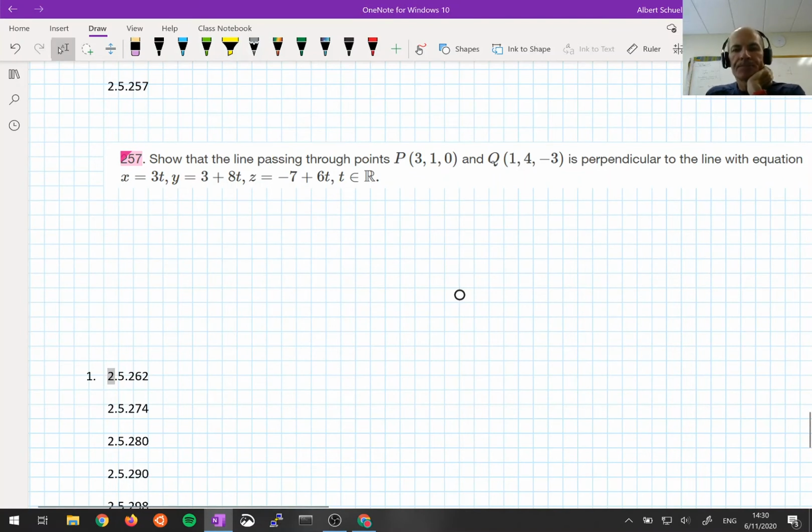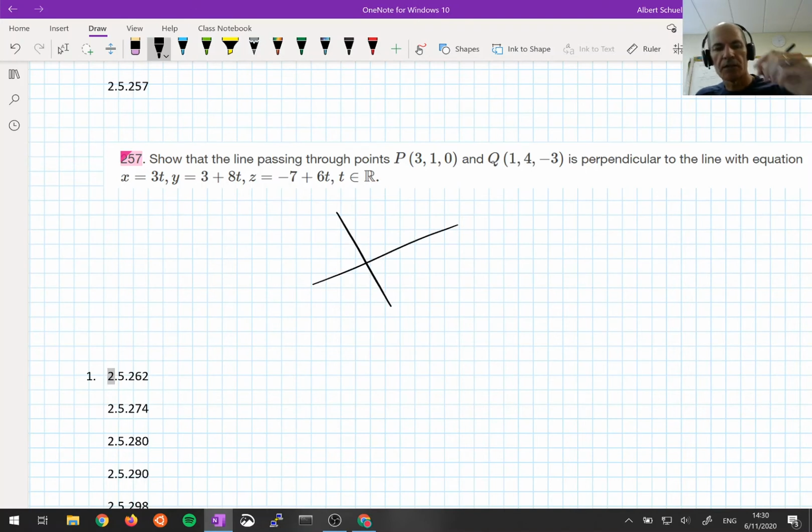So the line passing through these 2 points is perpendicular to the line with the equation blah. So we're trying to show that it kind of looks like this. So that means we have to find the 2 direction vectors, say U1 and U2. Well, we know that the line through the points P and Q, U1, has the direction that's just the difference of these 2 coordinates.